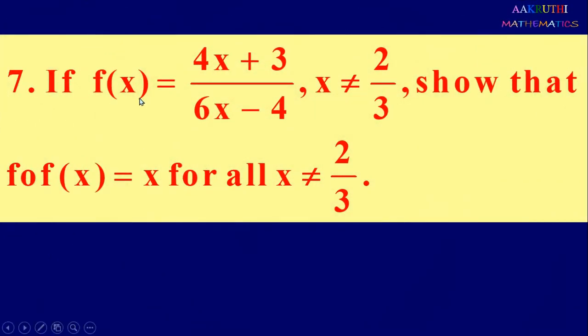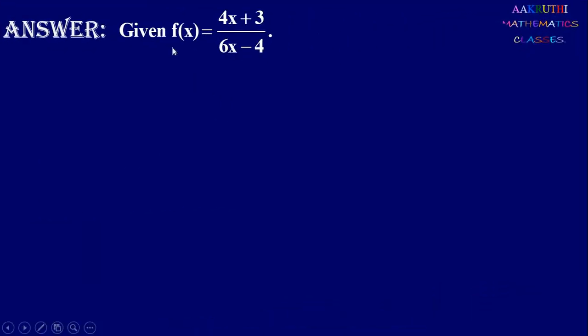So next problem, if f of x is 4x plus 3 divided by 6x minus 4 when x is not equal to 2 by 3, show that f composite f of x is x for all x not equal to 2 by 3. Here we have to prove f composite f of x is x for all x not equal to 2 by 3. Now here it is given f of x is 4x plus 3 divided by 6x minus 4. We have to find f composite f of x.